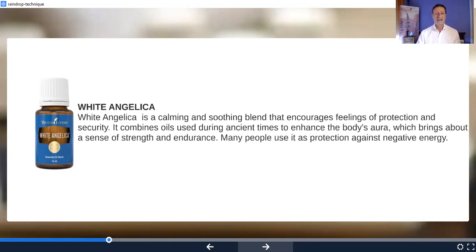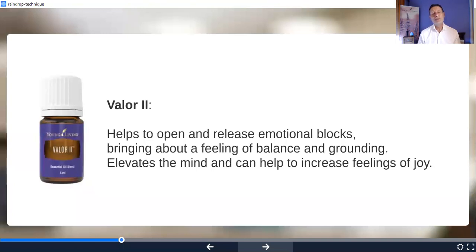Okay, so the first oil that we use in the Raindrop technique is Valor.